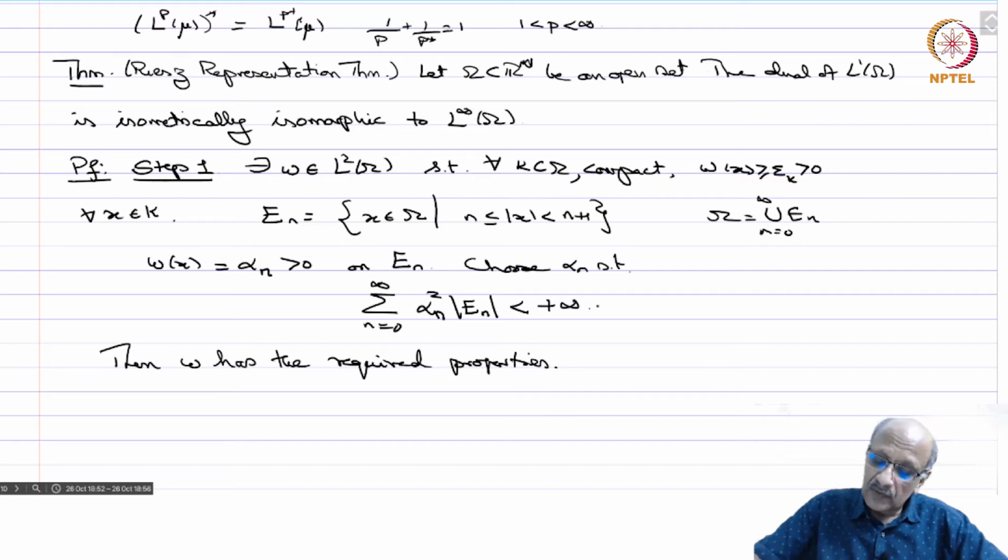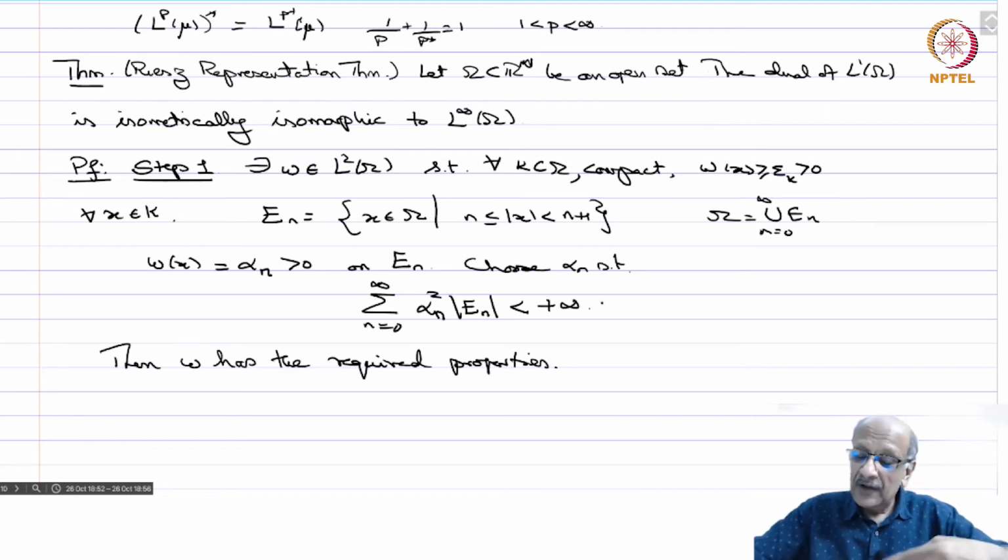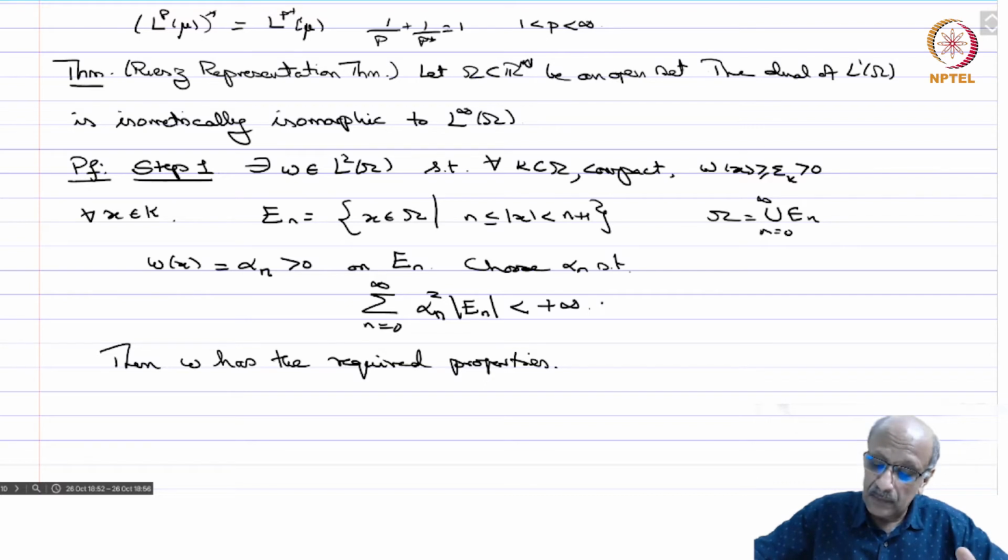Because of this condition it is in L2, and any compact set would be in some |x| less than or equal to n, and therefore it will have finitely many alpha_n's, and then you take the minimum of them. That will be a strictly positive number, and therefore W will be positive on any compact set.